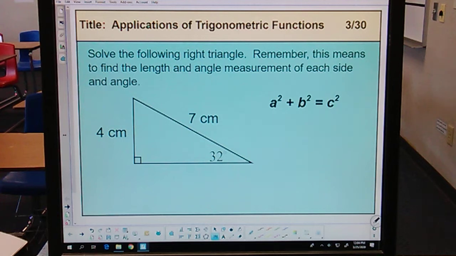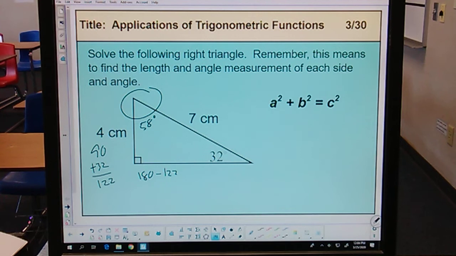But when you're asked to solve a right triangle, you want to find every part that you don't know. So we're looking for this angle here. And because 180 is in all three, you're looking at 90 plus 32, making 122, and then 180 minus 122 is 58. So this angle up here is 58 degrees.